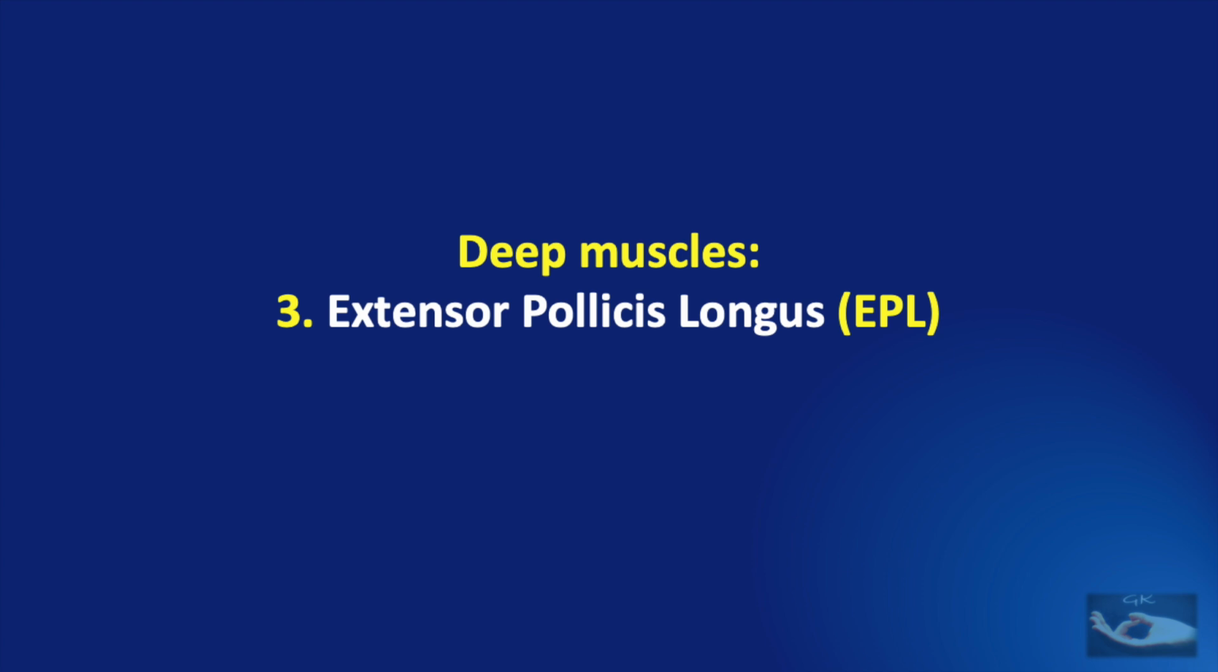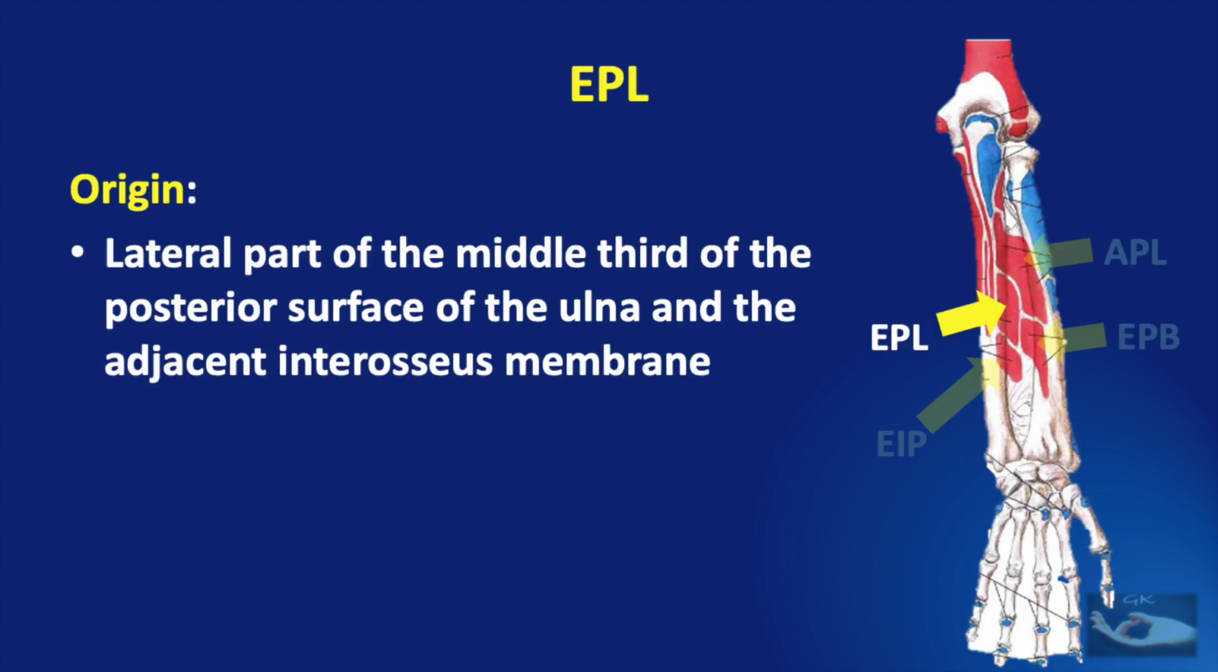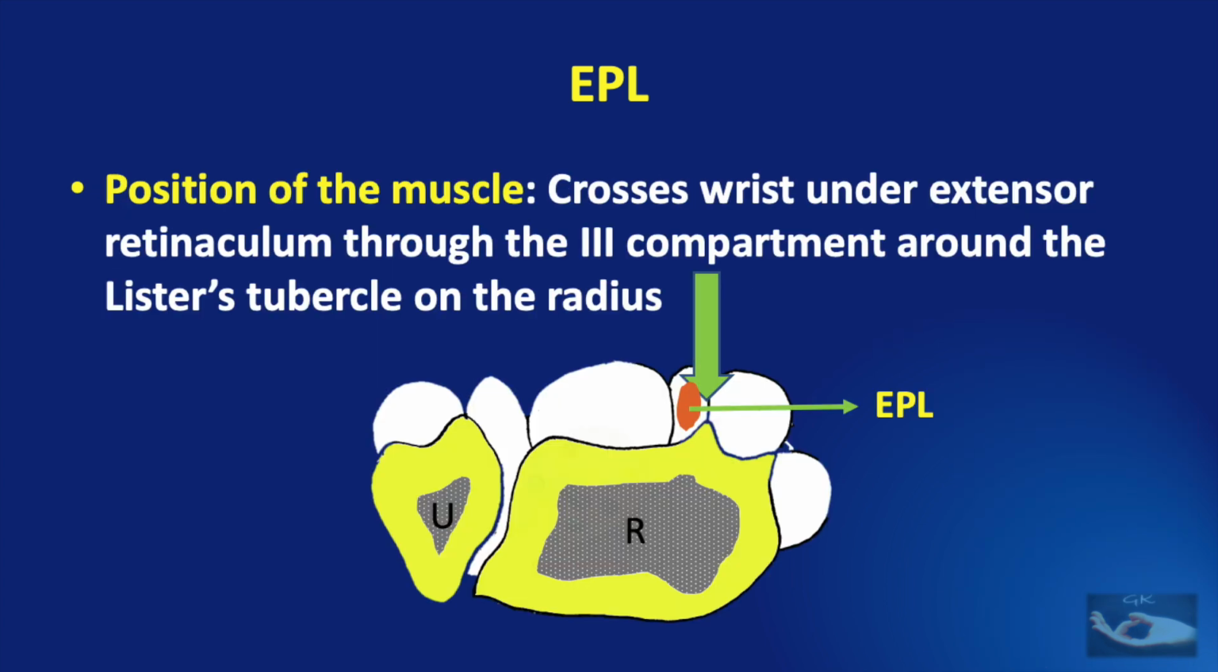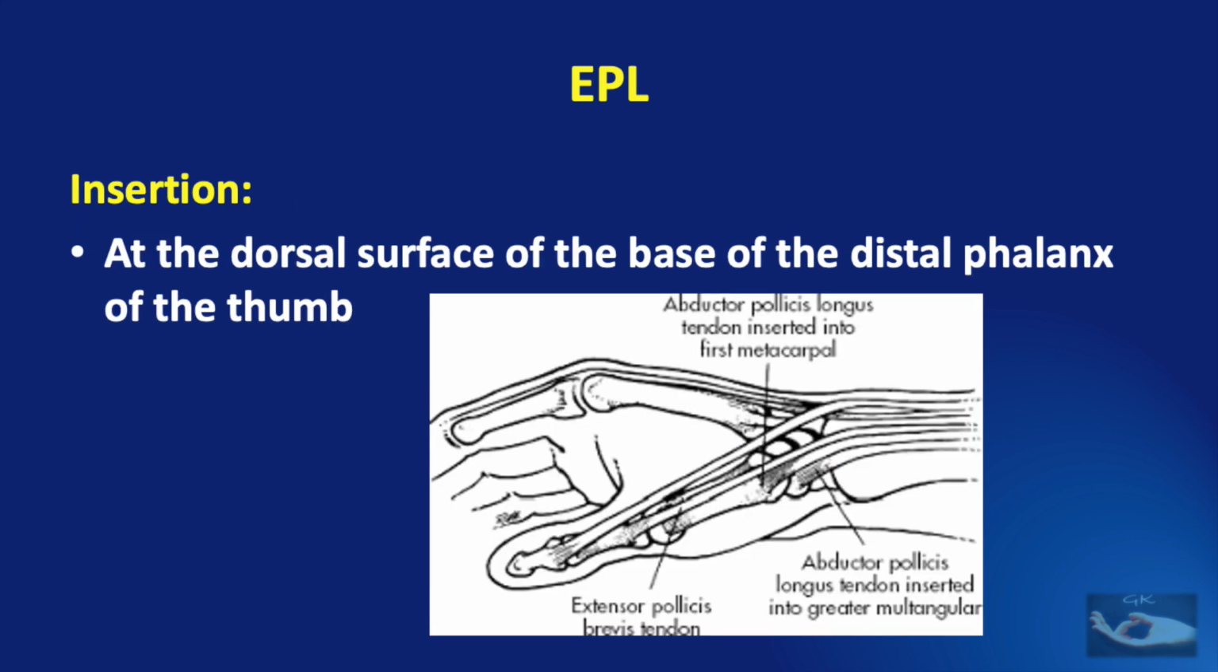The next deep muscle we shall be considering is the extensor pollicis longus, which will be referred to as the EPL. It originates from the lateral part of the middle third of the posterior surface of the ulna and the adjacent part of the interosseous membrane. It is present deep to the EDC muscle, and it crosses the wrist under the extensor retinaculum through the third compartment around the Lister's tubercle on the radius. It then gets inserted at the dorsal surface of the base of the terminal phalanx of the thumb.